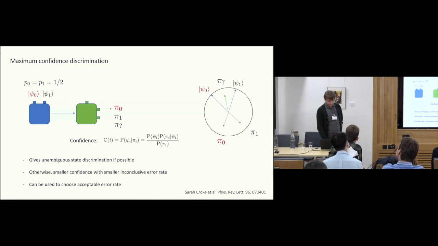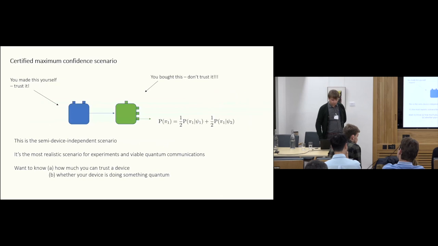It has various applications, such as: you can choose some inconclusive error rate that you are comfortable with, and tailor your state discrimination process to that task. So what we're specifically looking at here is the certified maximum confidence scenario.